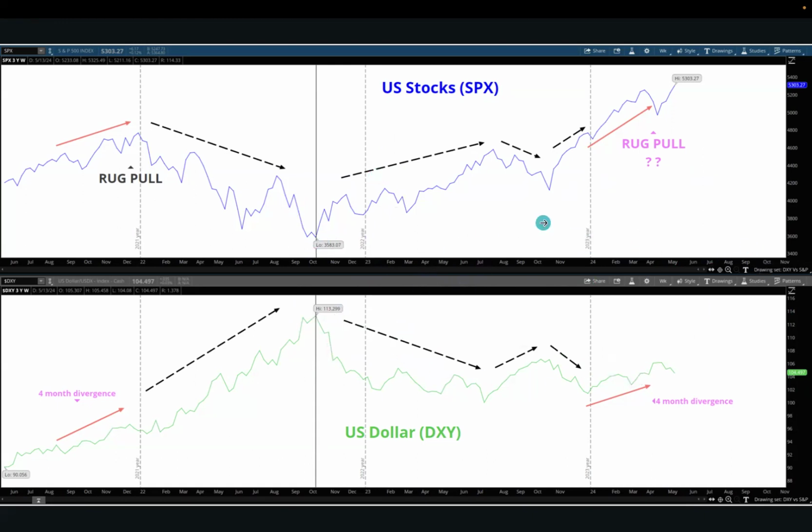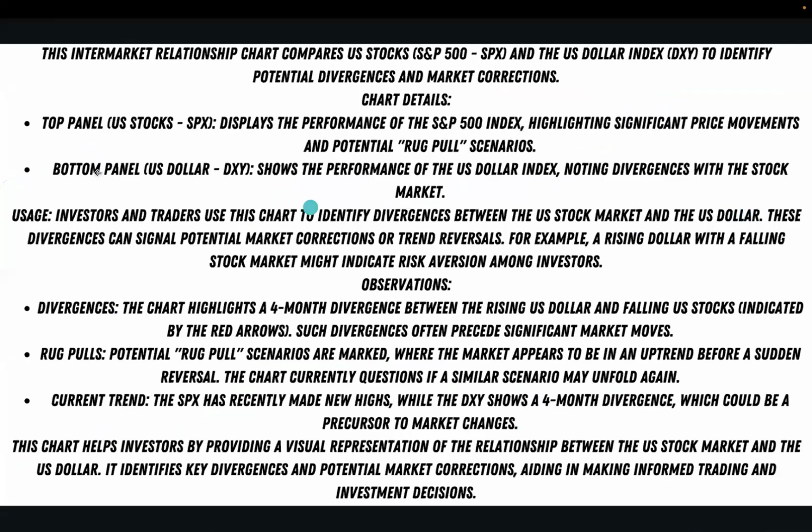It's one of the different chart layouts available in the different chart layout packages. Now, as I mentioned, this intermarket relationship chart compares US stocks and the dollar index via the SPX and DXY. And so you've got SPX on the top. We've got the dollar here, the Dixie or DXY, on the bottom. And investors and traders are going to use this chart to identify the divergences between the US stock market and the US dollar. These divergences can signal potential market corrections or trend reversals.